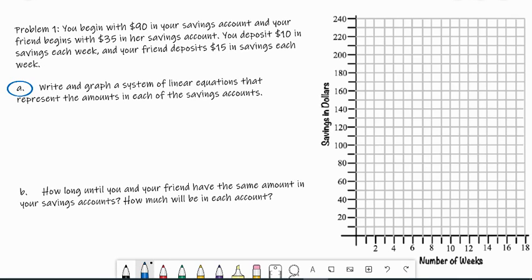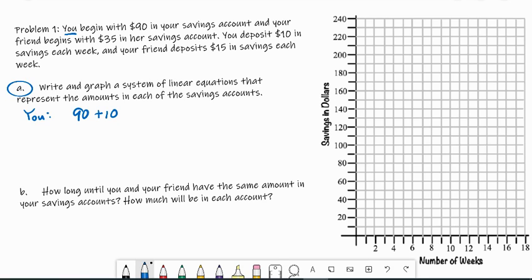Part A asks that you write and graph a system of linear equations that represent the amounts in each of the savings accounts. So let's begin with you. You start with $90 and then you increase by $10 each week.